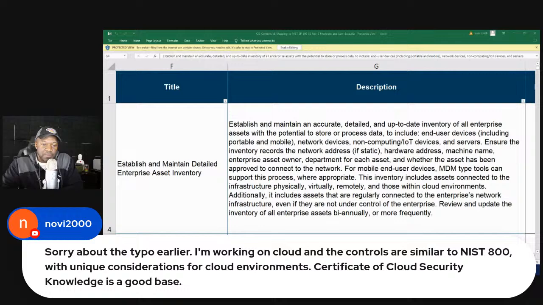Okay, let me see. Nabi says, sorry about the typo earlier, I'm working on cloud, and the controls are similar to NIST 800. Yep, because it's all common security stuff with unique considerations for cloud environments. Right, that's why FedRAMP is so similar. Basically, it's not really different from anything in NIST 800. Certificate of Cloud Security Knowledge is a good base. Wow, that's awesome, man. Thanks for that information because I'm going to be studying that real soon.